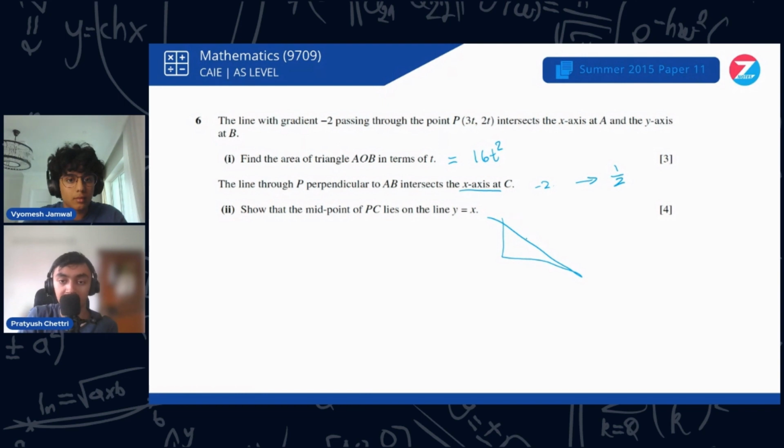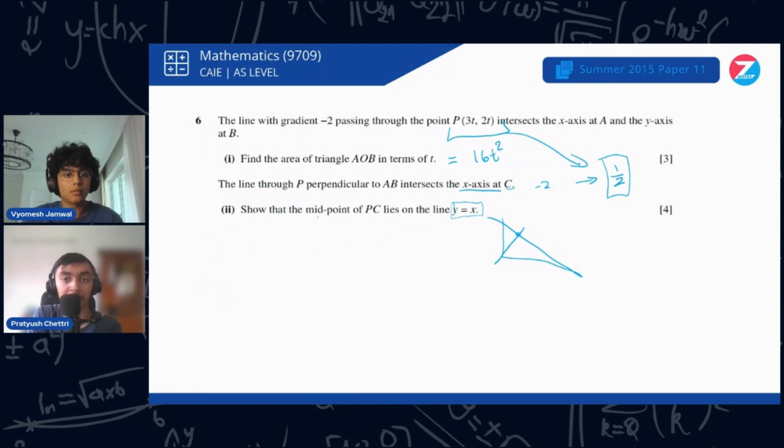Point P lies somewhere on this graph. It's the line through P perpendicular to AB. Show that it lies on the line. So we're already given what line it is. So we just need to show that the line through P has a gradient of this, and let's just show that real quick then. Intersects the x-axis, let's see. Okay, let's go.